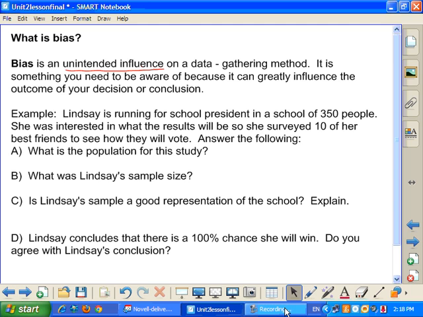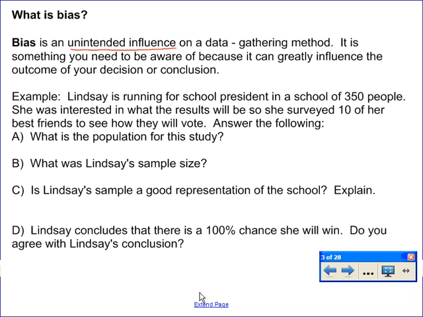So for example, Lindsay is running for school president in a school of 300, so very much like Mitchell. She was interested in what the results will be, so she surveyed 10 of her best friends to see how they will vote. So answer the following. So what's the population for this study?